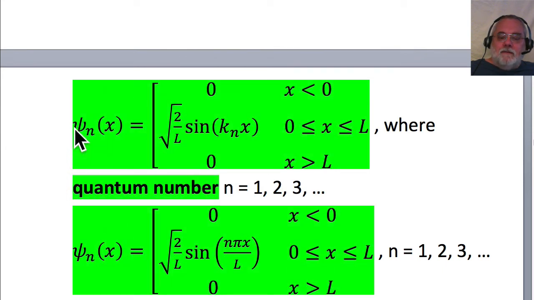So the energy eigenfunction psi sub n of x is going to be 0 for x less than 0, beyond the left hard wall, and 0 for x greater than L, beyond the right hard wall. In between the two hard walls, it's going to be square root of 2 over L times the sine function of k sub n times x, where quantum number n is going to range from 1, 2, and 3, and so on.